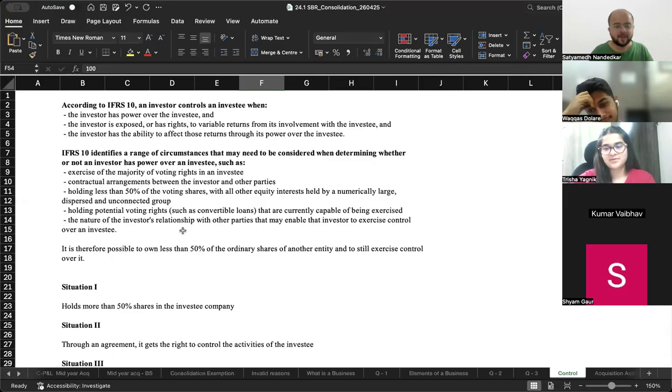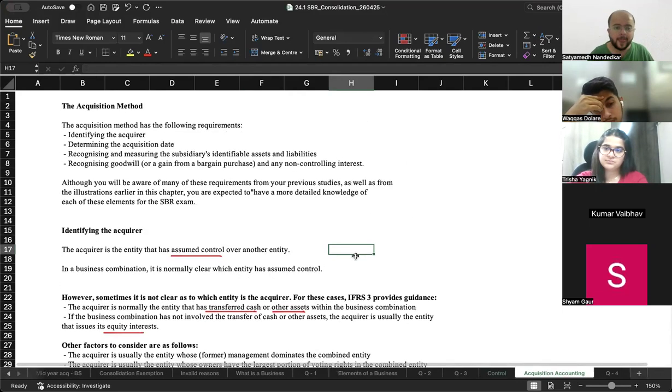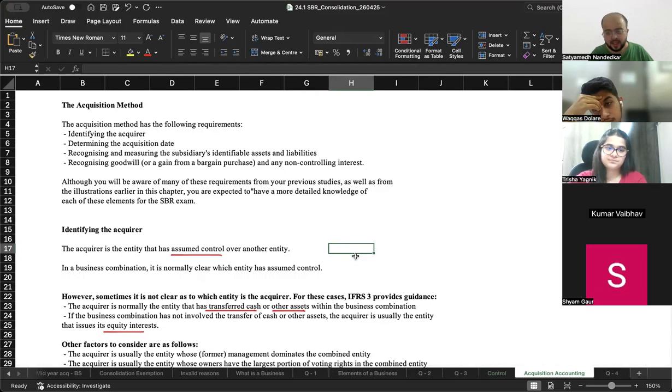चलो. Last is nature of investors' relationship with other parties that may enable that investor to exercise control over an investee. मतलब nature of investors' relationship is like I have a subsidiary which is a wholly owned subsidiary. It exercises control over another company. So एक chain holding के form में भी control can be established. ठीक है. Acquisition accounting is the line by line consolidation. ठीक है. That is what is acquisition accounting.